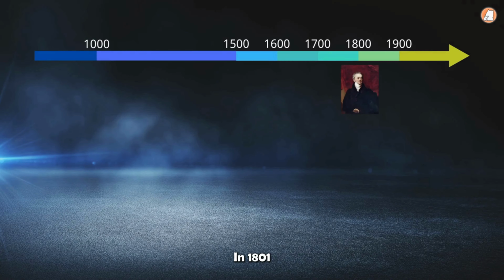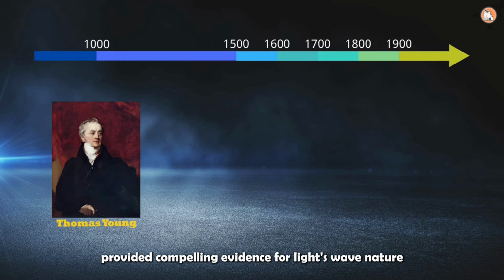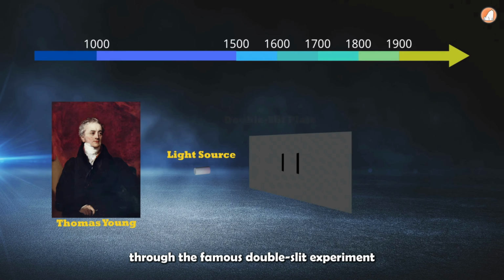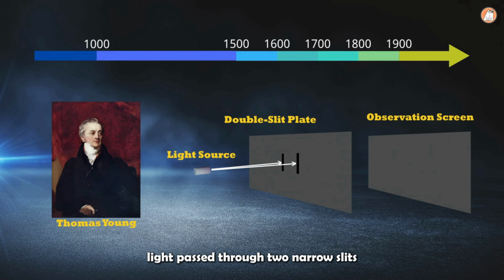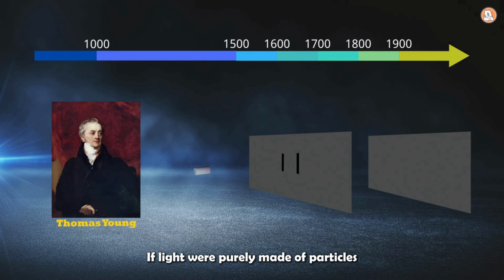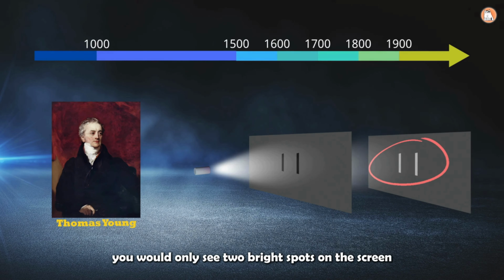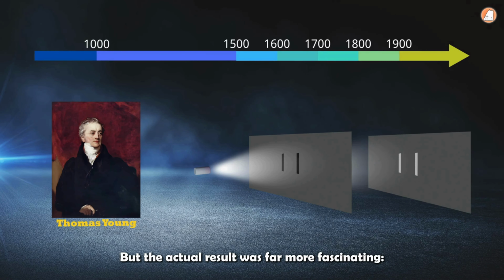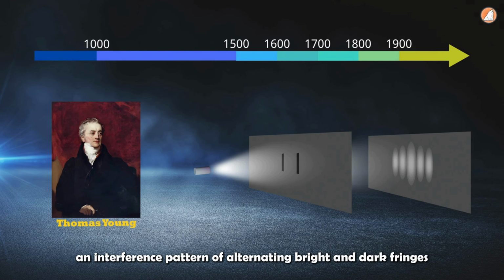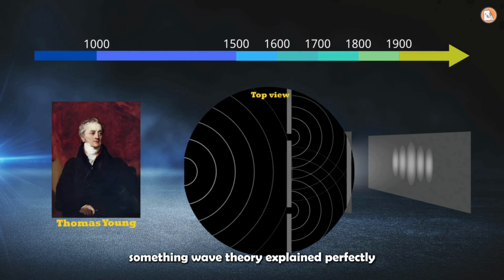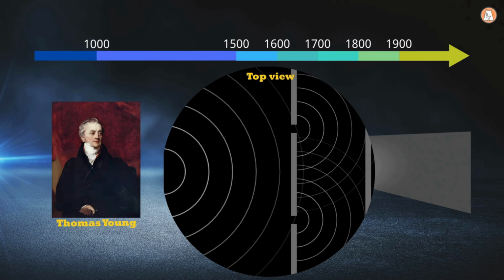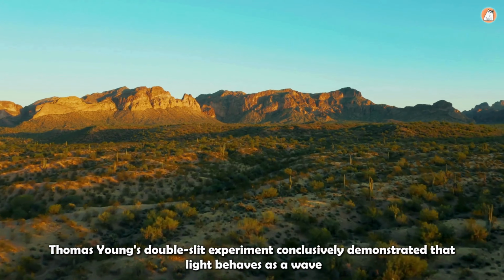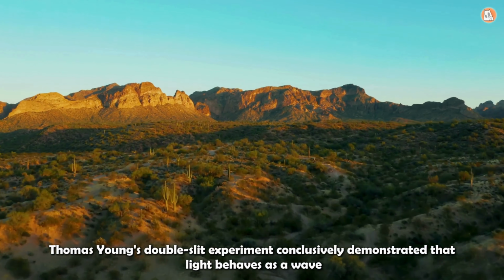In 1801, British scientist Thomas Young provided compelling evidence for light's wave nature through the famous double-slit experiment. In this setup, light passed through 2 narrow slits. If light were purely made of particles, you would only see 2 bright spots on the screen corresponding to the slits. But the actual result was far more fascinating, an interference pattern of alternating bright and dark fringes, something wave theory explained perfectly, while particle theory could not. Thomas Young's double-slit experiment conclusively demonstrated that light behaves as a wave.